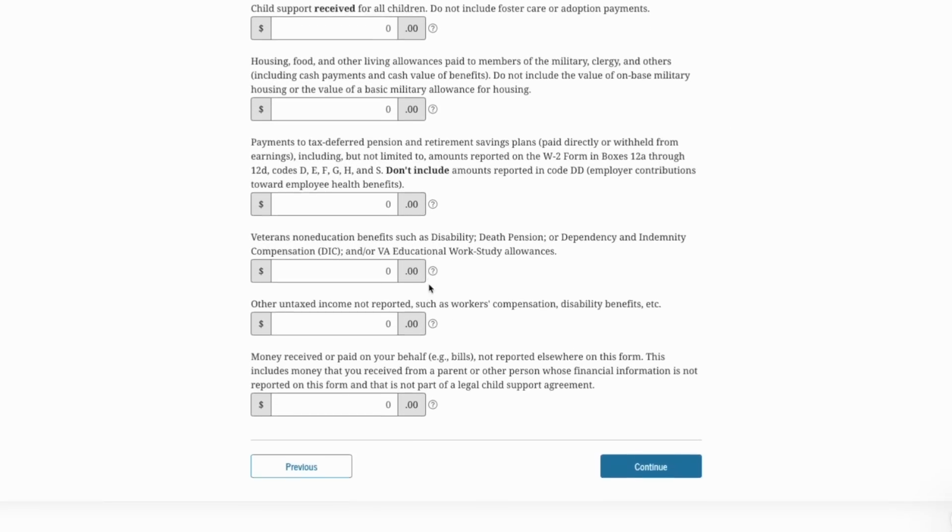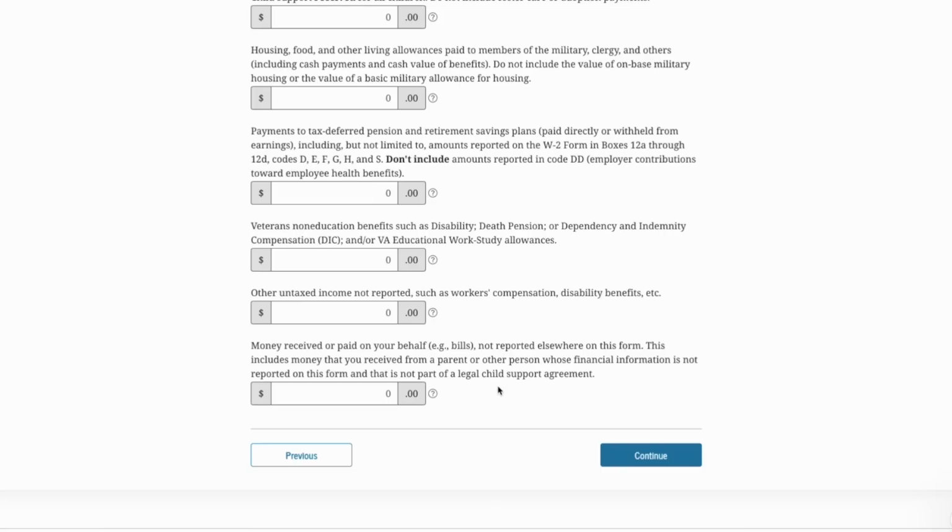And the final question could apply for you if you've received money or had bills paid on your behalf from relatives who aren't in your immediate family. That amount should be reported here as untaxed income.